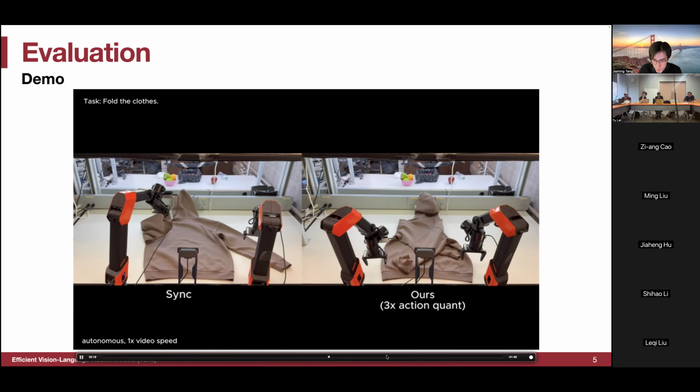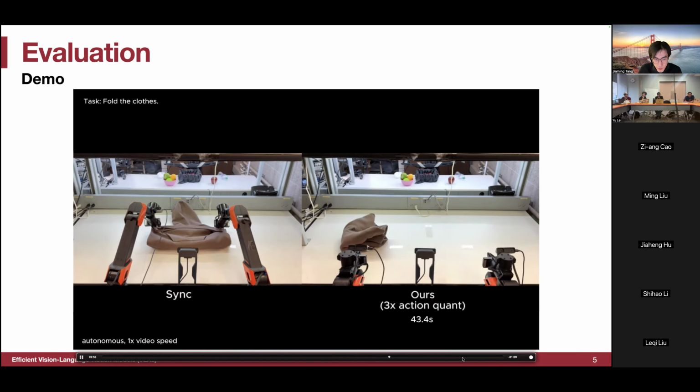Maybe I can skip this part. For the ping pong playing demo, we think the current bottleneck is the teleoperation in the data collection. If we have better data collection methods, we can make it play better with our method.